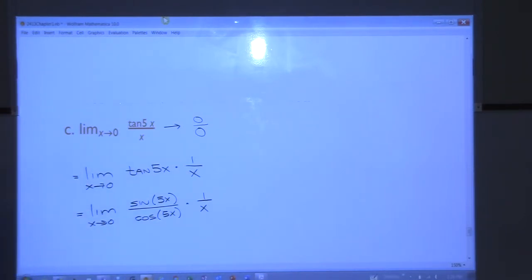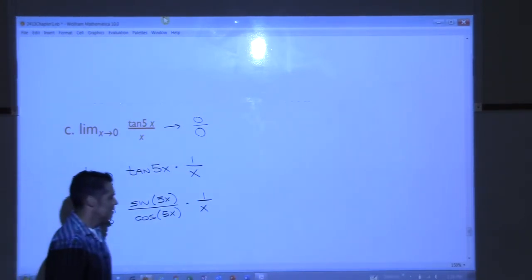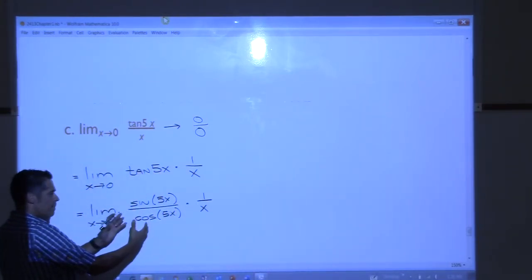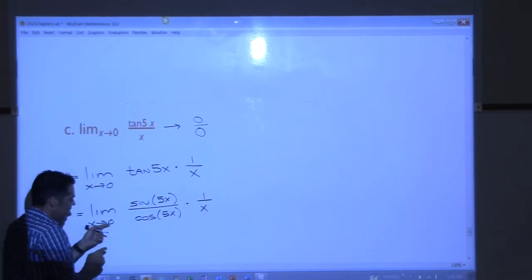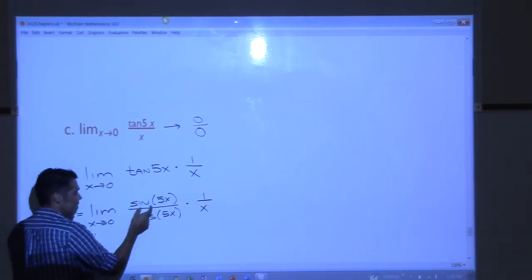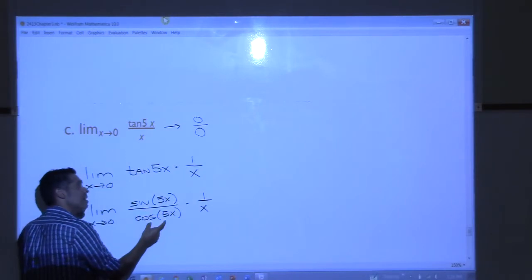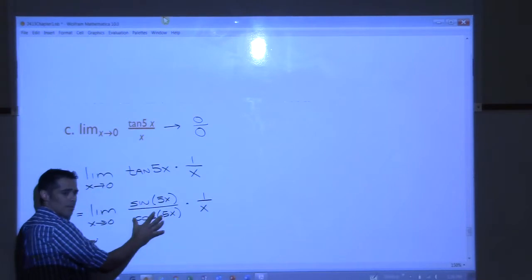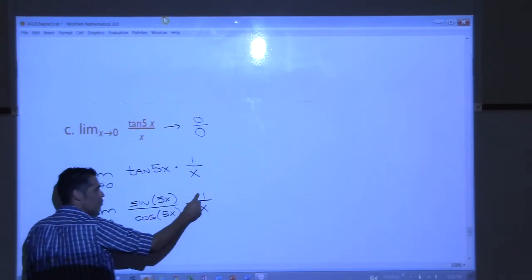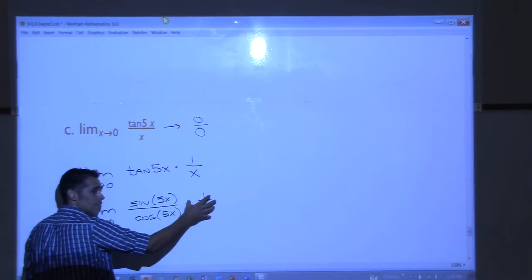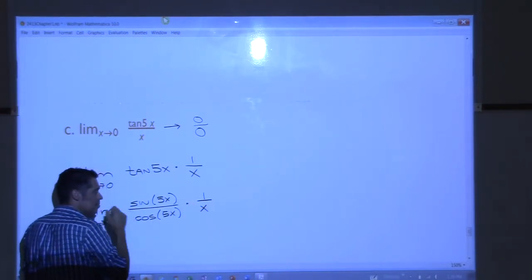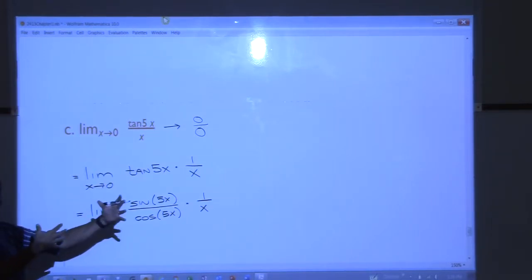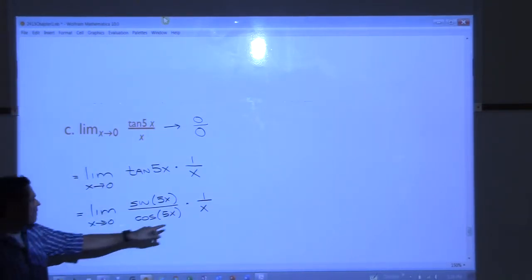Sienna, when you look at this, right? If you start letting x go to 0, this top goes to 0. What's cosine of 0? 1. So this is 0 over 1, right? That's not a problem. But then we have 1 over 0. That's where we have a problem. We have division by 0 right here. So how can we be smart and use what we started class with to somehow eliminate this as a problem?